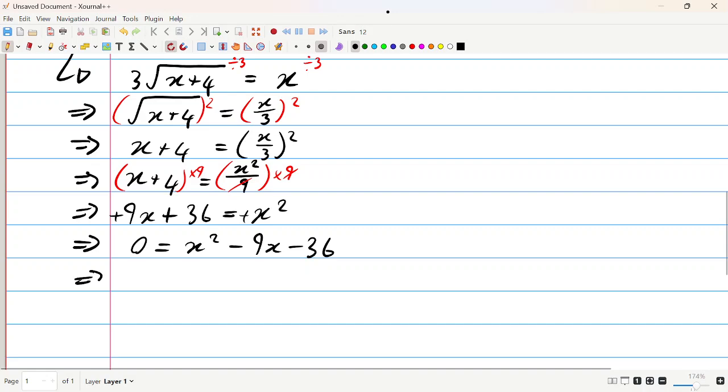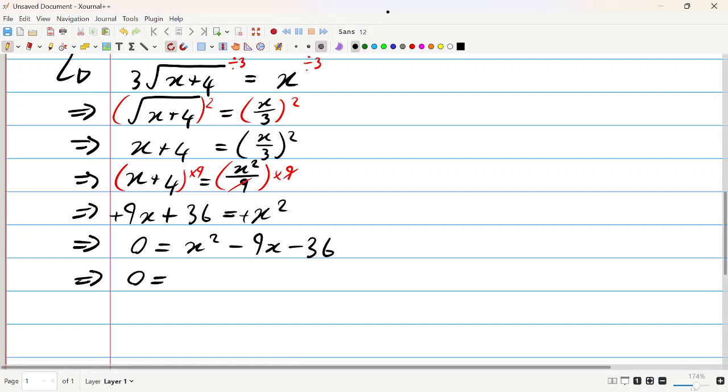And now from here we solve for x, but we can't do that yet because we still need to factorize. So x squared goes into x and x. 36 can go into multiple things, such as 6 and 6. And we could also get 9 and 4. And one also that we can get is 3 and 12. I think that is what I can get right now.